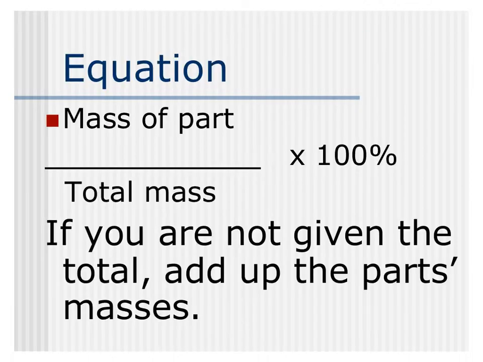Okay, so here's how we're going to do it. We're going to take the mass of the part over the total mass and times 100. Sometimes they might just say the cereal has 52 grams of raisins and 85 grams of flakes. You would just add those two numbers together, so that goes on the bottom as the total mass. Again, they may give it to you, or you may have to find it.